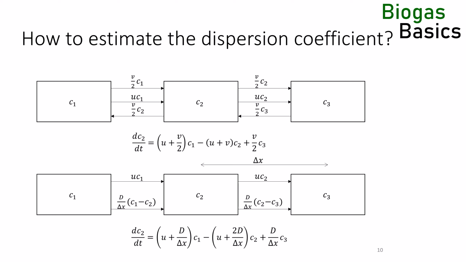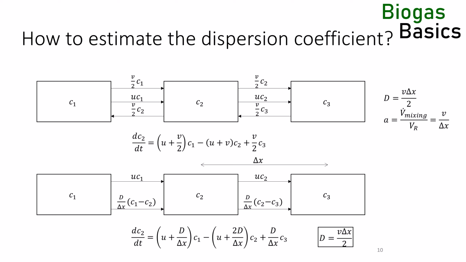Comparing the factors in front of C1, C2, and C3, we get the following equation. The dispersion coefficient is 1/2 of V times delta x. We still don't know the velocity V that is induced by mixing, but with the help of some simple geometry, we can deduce that the ratio of velocity V and delta x is the ratio of the volume flow induced by mixing divided by the reactor volume.